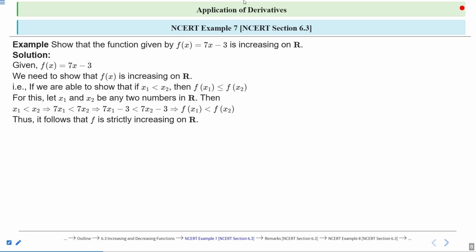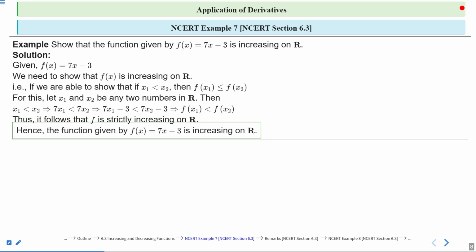Thus, it follows that f is strictly increasing on all real values R, right? Hence, the function given by f of x equal to 7x minus 3 is increasing on all reals, right? We can say that the function given by f of x equal to 7x minus 3 is basically increasing on R, right? Okay. Hope it's clear to all.